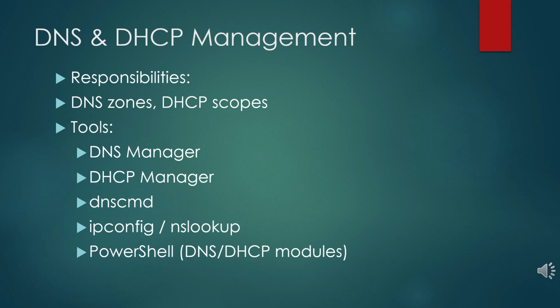Using DHCP Manager, we can create scopes, monitor IP usage, configure options like default gateway and DNS servers, and troubleshoot issues. In real time, a common issue is IP address conflict or IP exhaustion. For example, if all IP addresses in a scope are used, new devices will not get an IP address. In such cases, we need to extend the scope or free up unused IPs. Another issue can be incorrect DHCP configuration, which may assign wrong DNS servers, leading to name resolution problems.